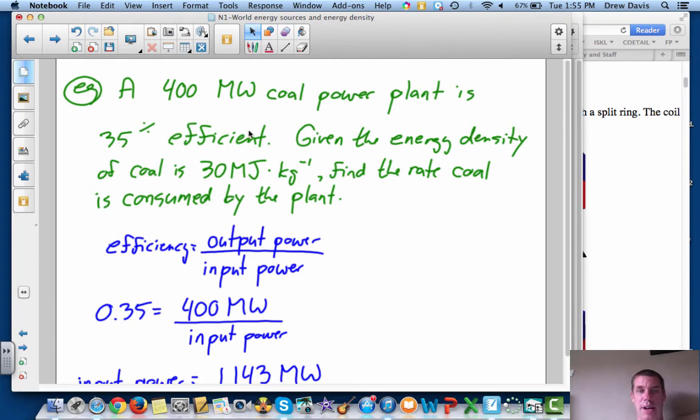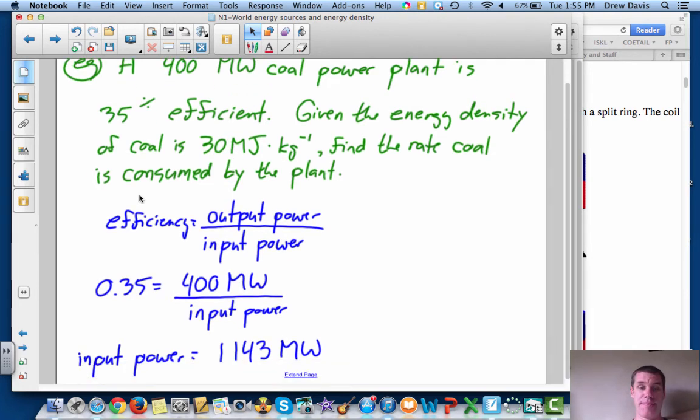We have a coal power plant which has been given the task of providing 400 megawatts, so 400 megajoules of power per second, to its community. But this coal power plant is only 35% efficient, so 65% of its energy is wasted, lost as heat. With the given energy density of coal, they want to know how much fuel is consumed by the plant per second. To solve this problem, we're going to start with efficiency.